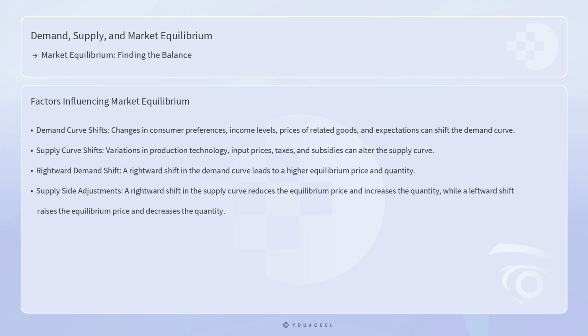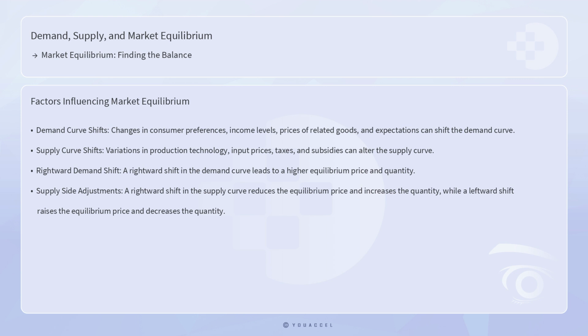Several factors can cause shifts in the demand and supply curves, thus affecting the market equilibrium. For instance, changes in consumer preferences, income levels, prices of related goods, and expectations can shift the demand curve. Similarly, variations in production technology, input prices, taxes, and subsidies can alter the supply curve.